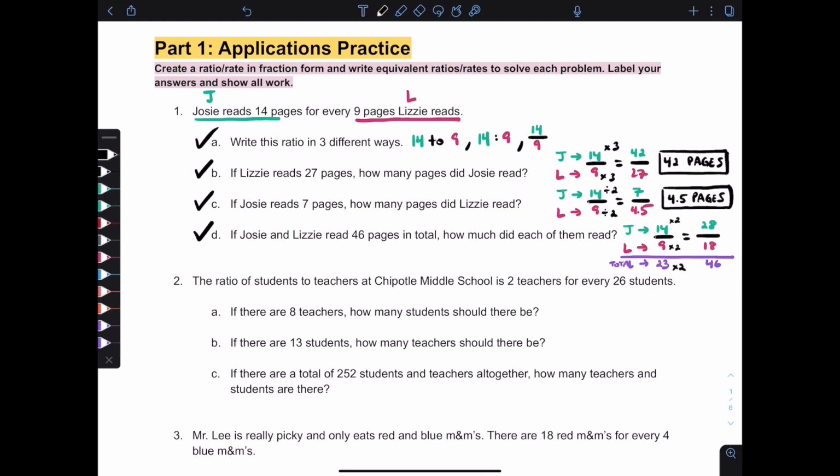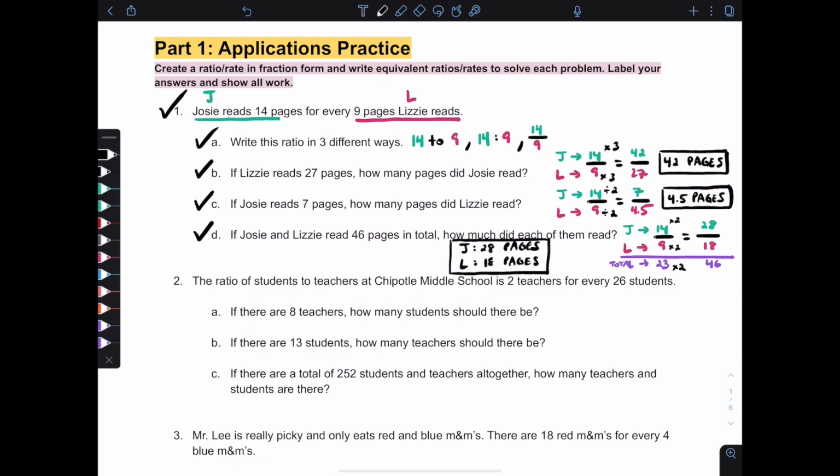So it says, how much did each of them read? I guess individually, we can say that, I'm just going to abbreviate here. Josie did end up reading 28 pages, and Lizzie ended up reading 18 pages. That will be the answer for this. It's asking for them individually, and they gave us the whole. We just had to do a little bit of work to get there.